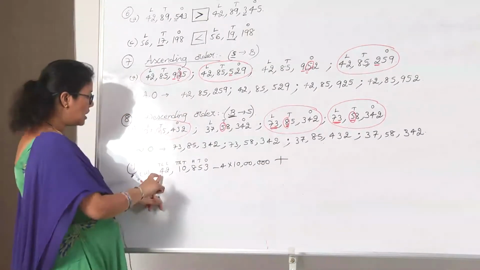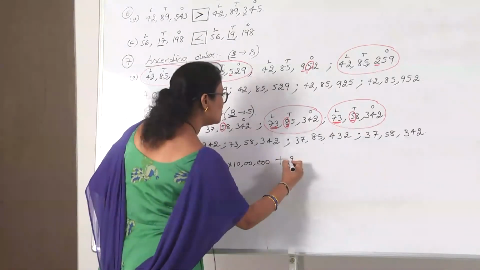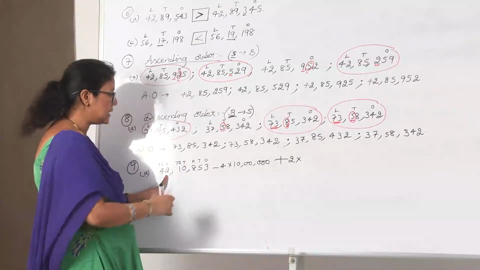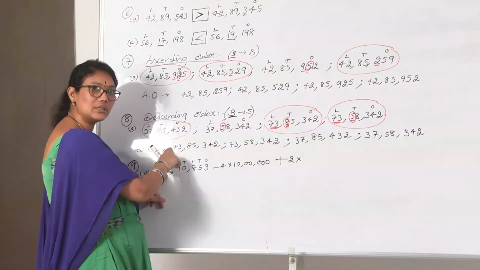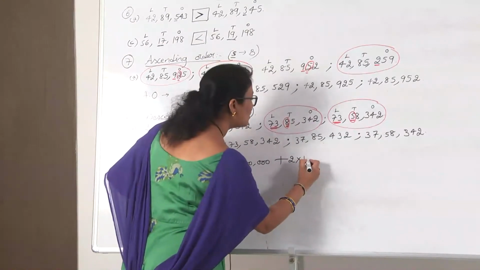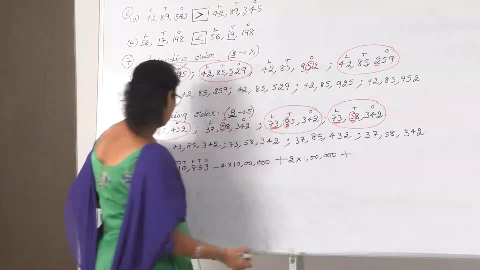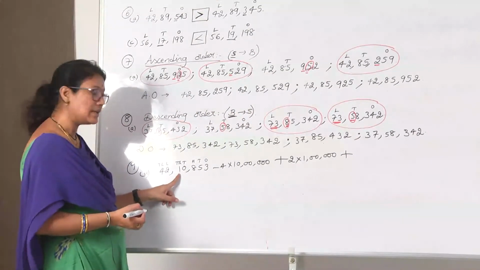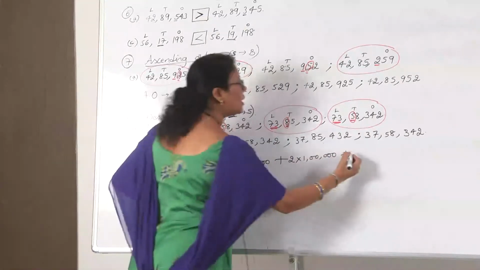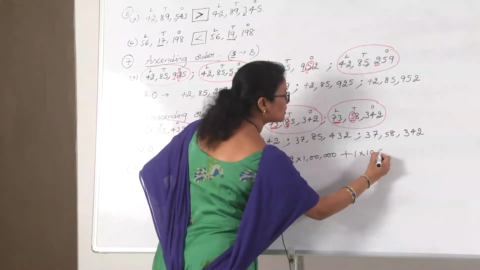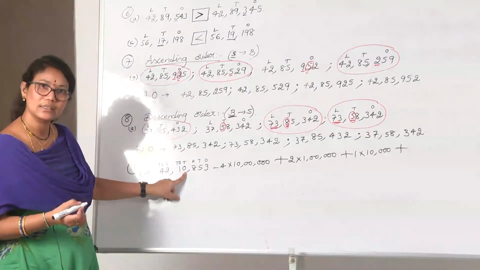Plus our next digit under lakhs place is 2. So 2 into, see this 2 is under lakhs place. So we multiply this 2 with 1 lakh. Plus 10,000s place digit is 1. So 1 is multiplied with 10,000. Right children? Plus under thousands place it is 0.